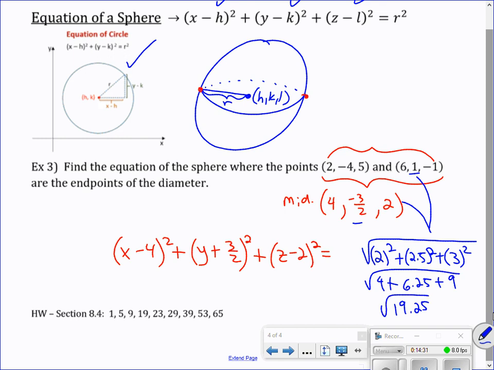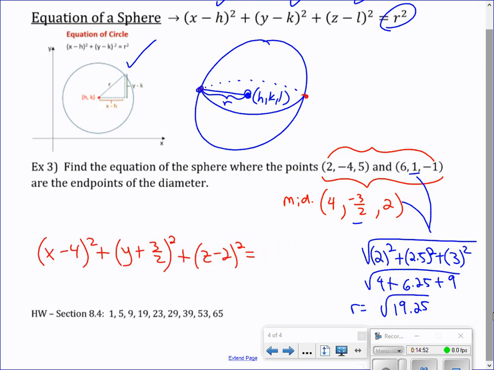All right, so remember on the other side of the formula, my radius has to be squared. Well, this is the radius because it's the distance from the center to the outer edge. And so I need to square that. For my formula for the sphere, I need to have r squared. So if I square this, basically the radical goes away. So 19.25. All right, and there is the sphere that has those two endpoints.